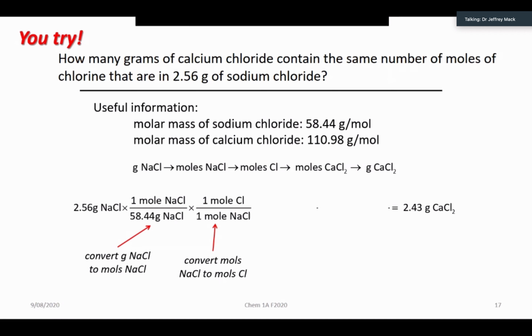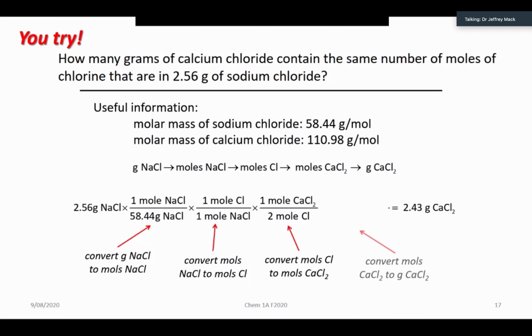Now I know from the formula for calcium chloride that there are 2 moles of chlorine for every 1 mole of calcium chloride. That's the definition of the formula. So now, if I know the moles of chlorine associated with sodium chloride, then I could use those moles to tell me how many moles of calcium chloride would correspond to the same number of moles of chlorine. 2 moles for every 1 mole of the compound, and then using the molar mass, I can convert into grams. So 1 mole of calcium chloride has 110.98 grams. And there you have it.